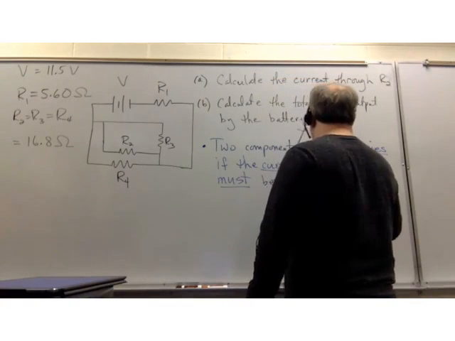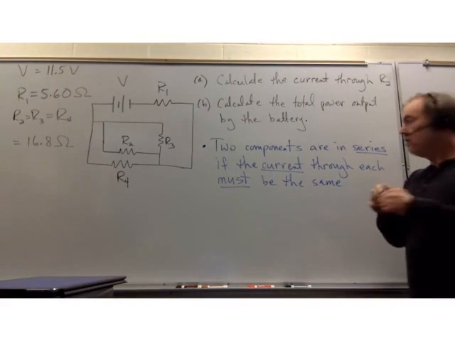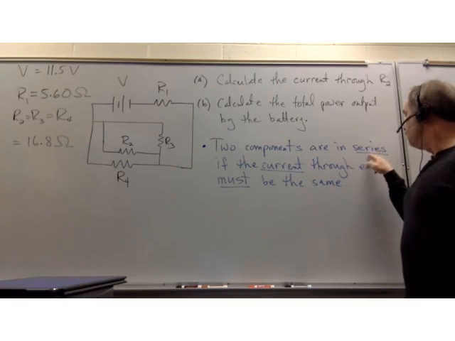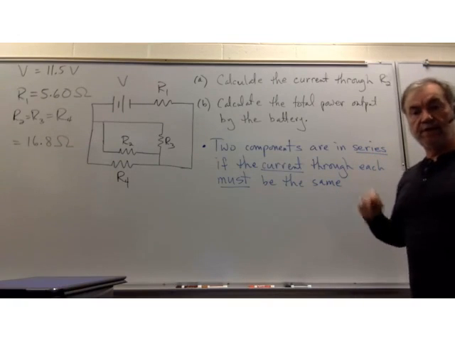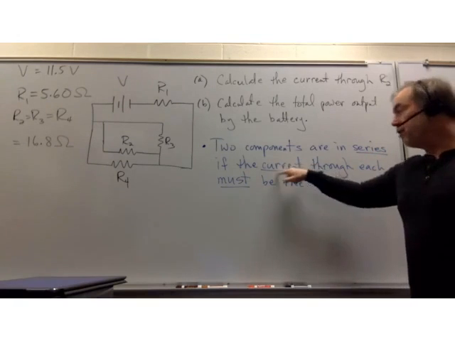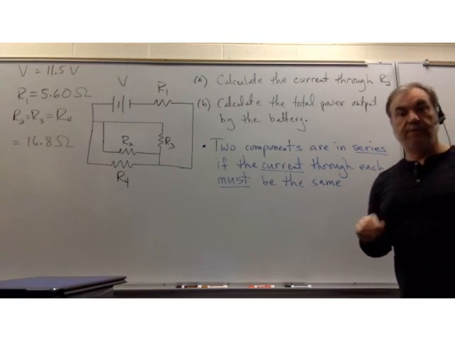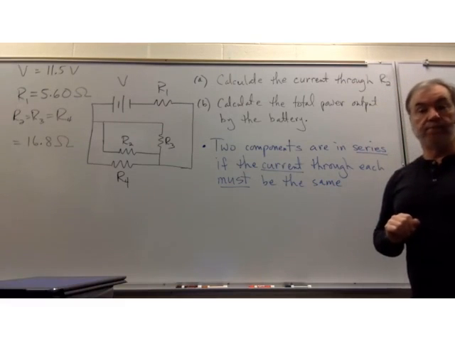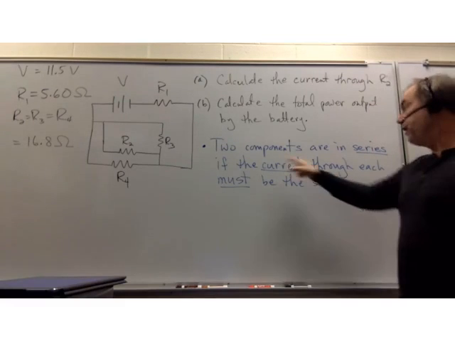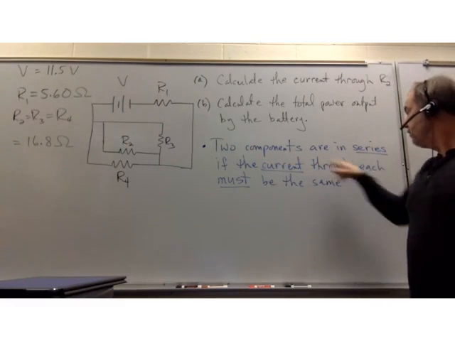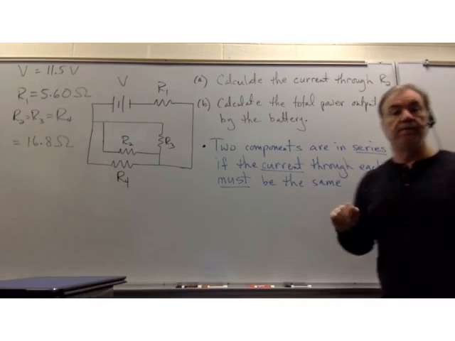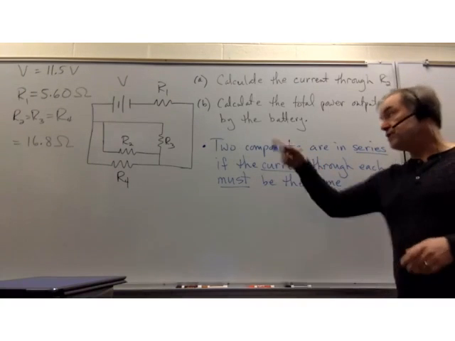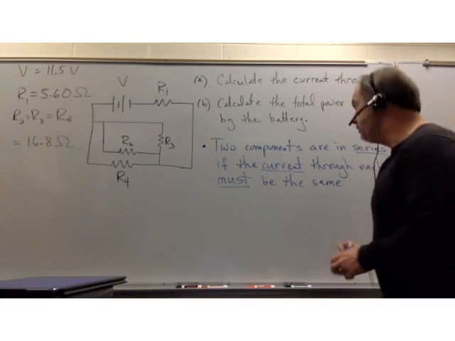So I've underlined crucial ideas here. First of all, series. Second of all, the judgment as to whether we have components in series or not depends on the current. And the reason I mention that is because the next rule that I'm going to talk about will refer to the potential difference. So anyway, if the current that flows through each component must be the same, then we say that those electrical components, resistors in this case, must be in series with each other.